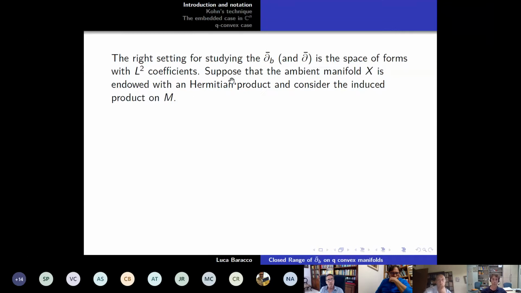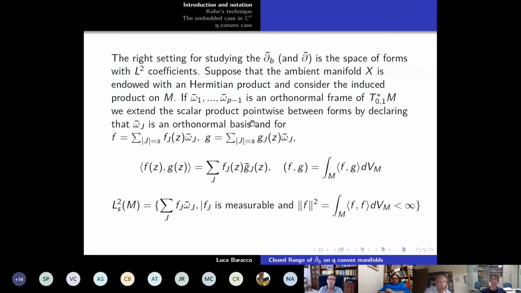So now, to extend to L2 what I said, suppose that the ambient manifold X is endowed with a Hermitian product, and consider the induced product on M. So if omega 1 bar, ..., omega p minus 1 bar is an orthonormal frame of T star 0,1 M, we extend the scalar product to forms of higher degree by declaring that omega j bar is an orthonormal basis.